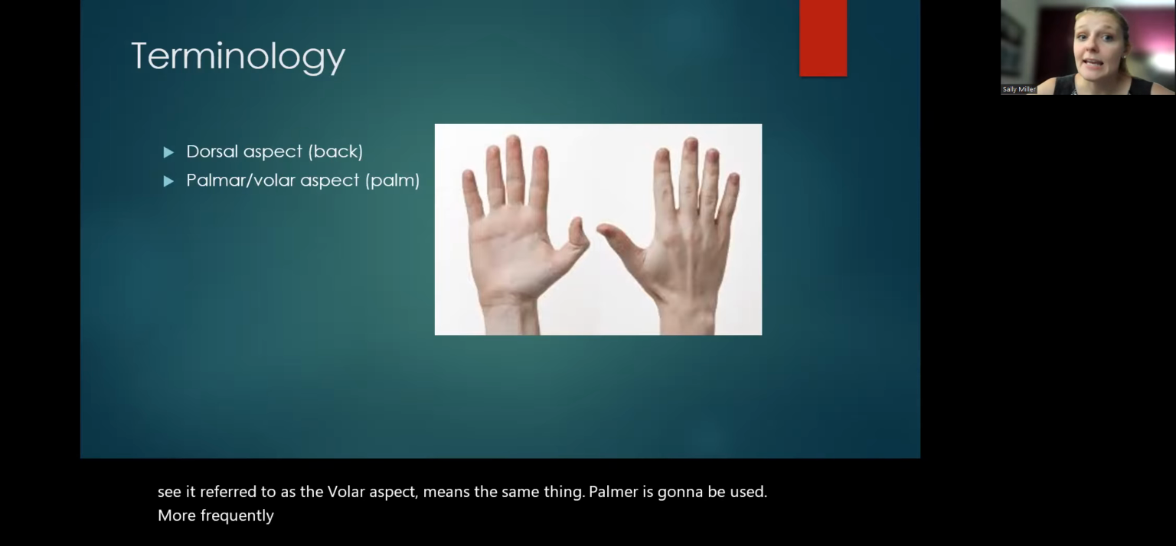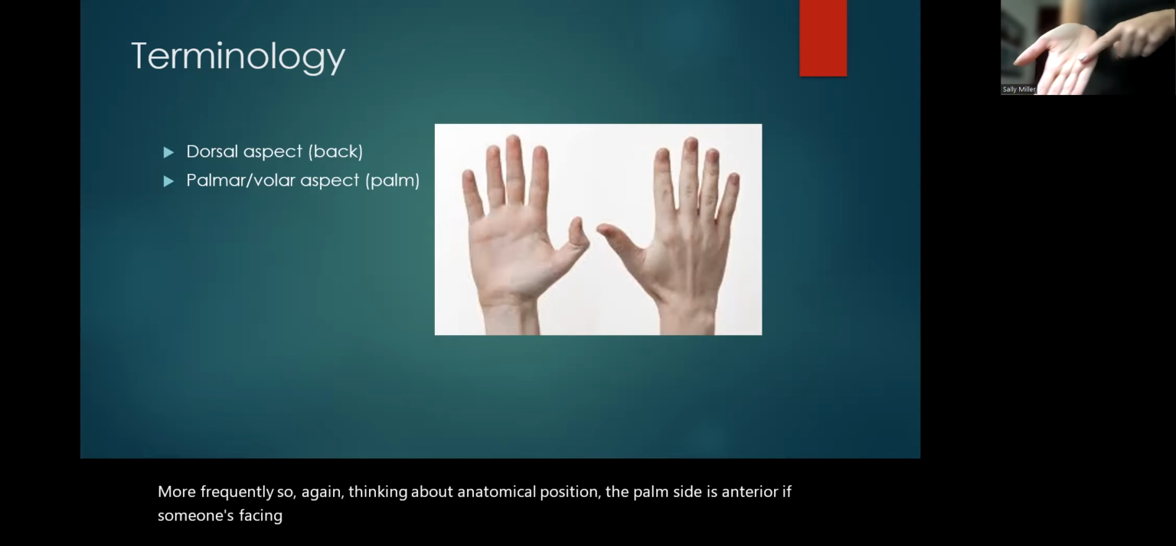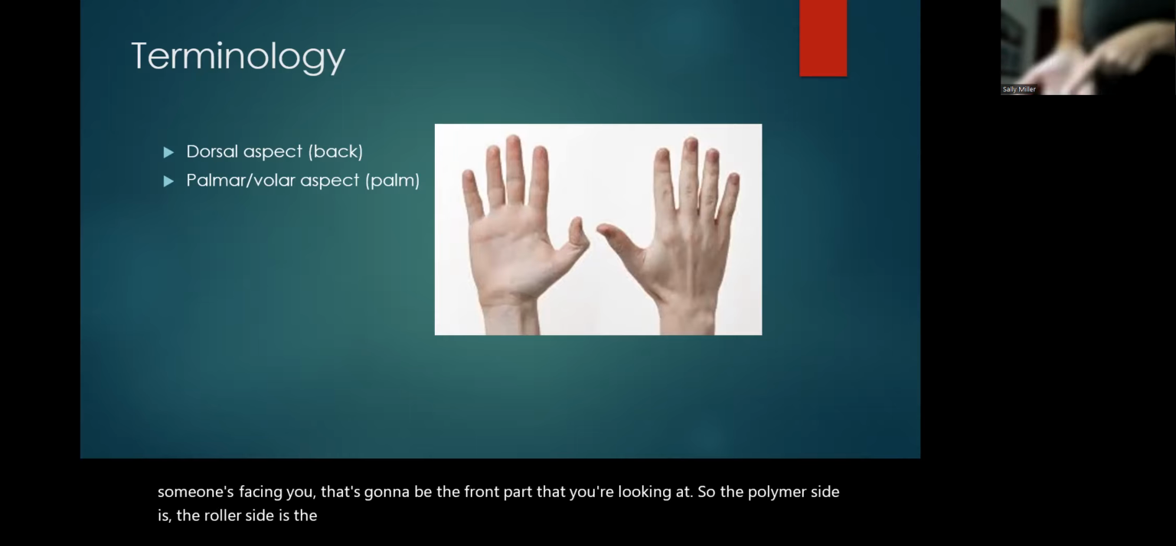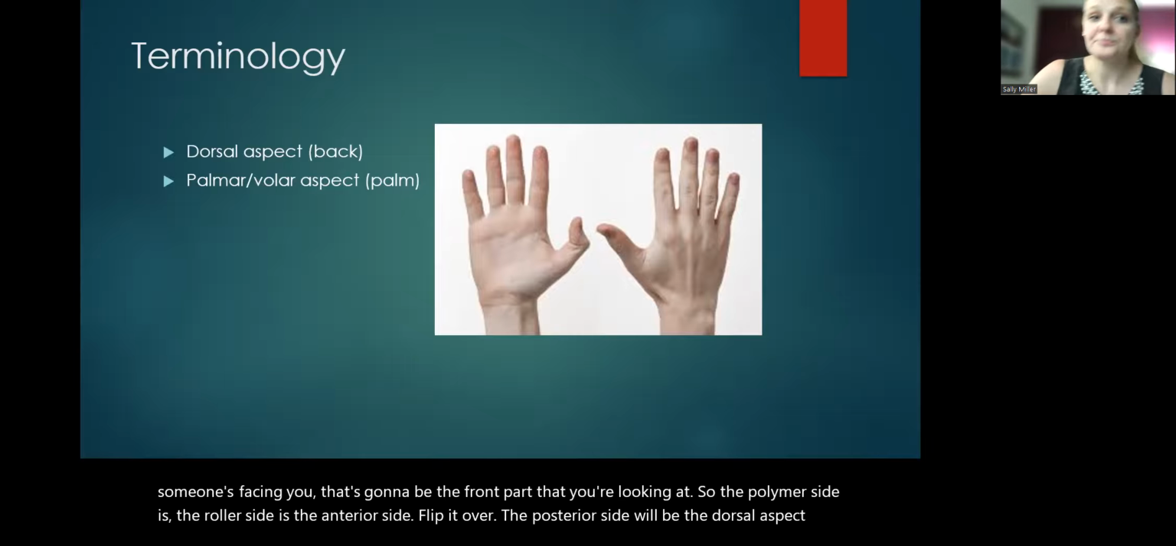So again, thinking about anatomical position, the palm side is anterior. If someone's facing you, that's going to be the front part that you're looking at. So the palmar side is the volar side, is the anterior side. Flip it over, the posterior side will be the dorsal aspect of the hand.